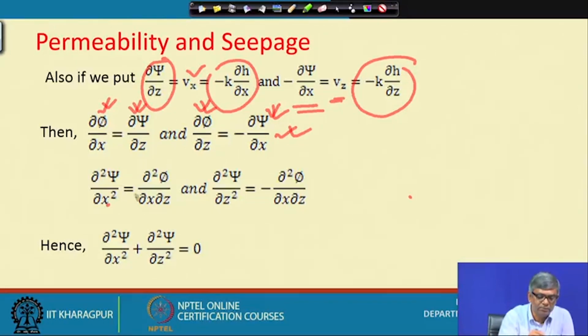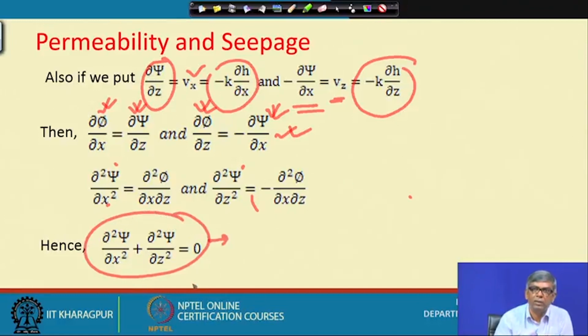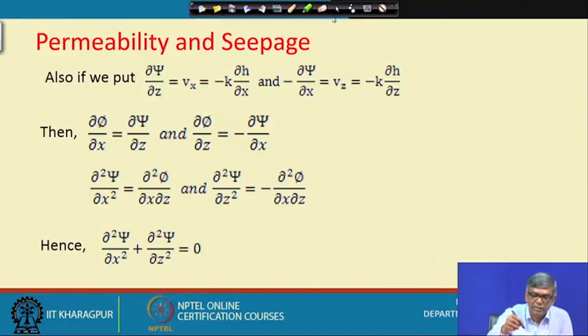Now, if I do del 2 psi by del x square, I differentiate this one once again, and I will get this one. If I differentiate this one once again, then I will get this one. So, these two, if I now add, then finally I will get this expression, that means it is equal to zero. This is also the Laplace equation. That means the functions we have taken, phi and psi, also follow the Laplace equation. This phi and psi are called the potential function and the flow function, and it can be shown later on that these functions are such that they meet at right angles to each other.